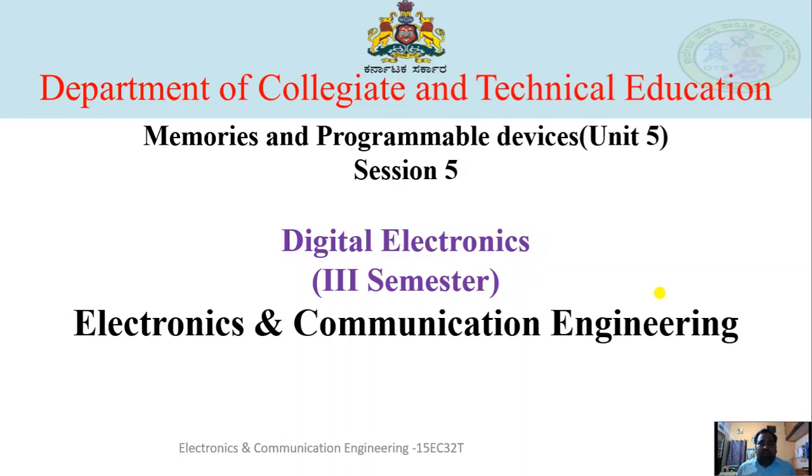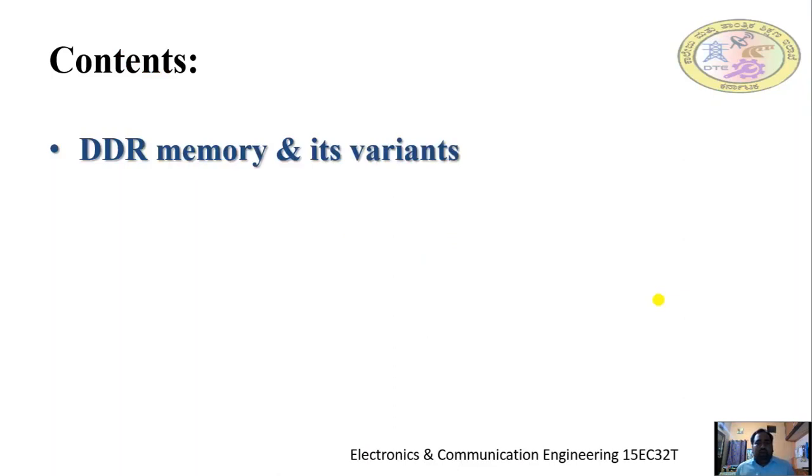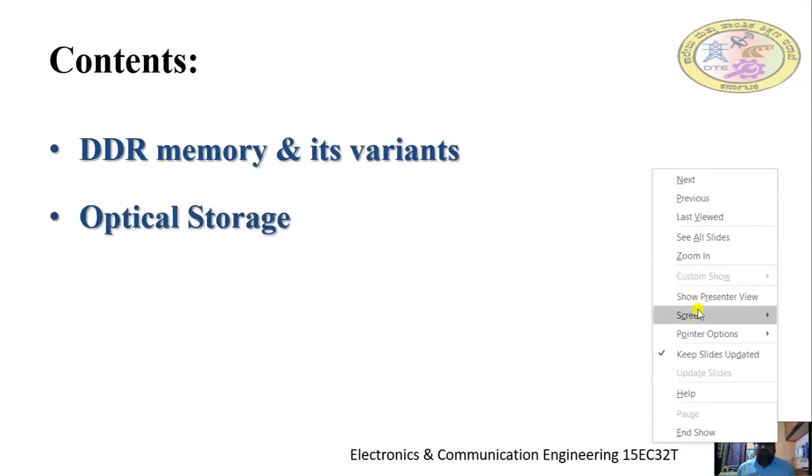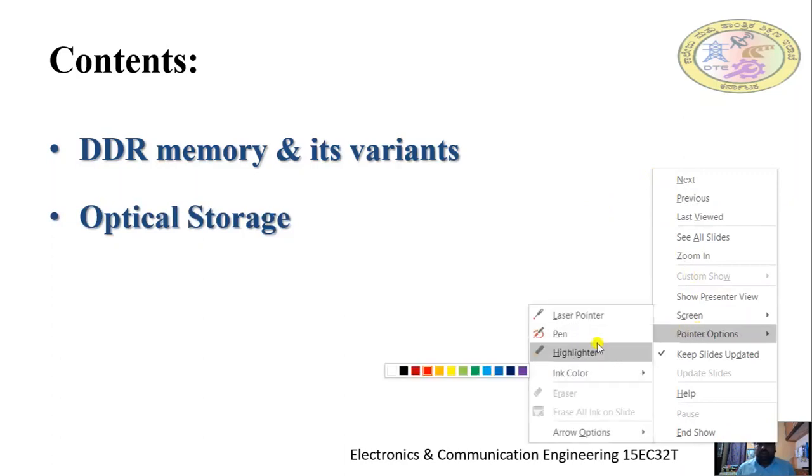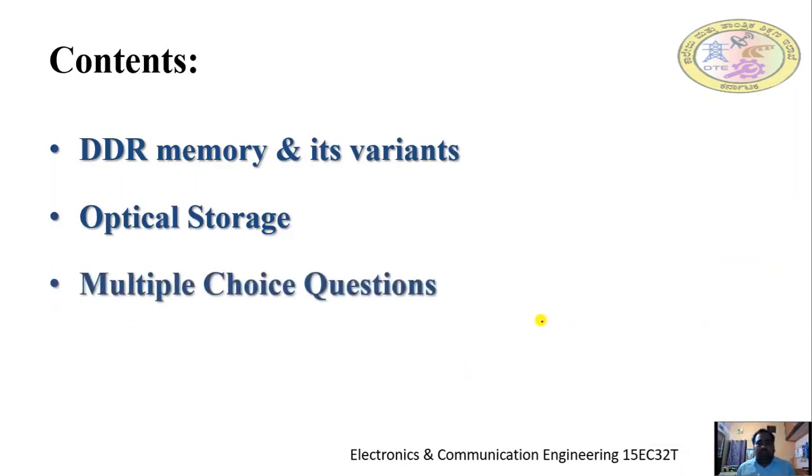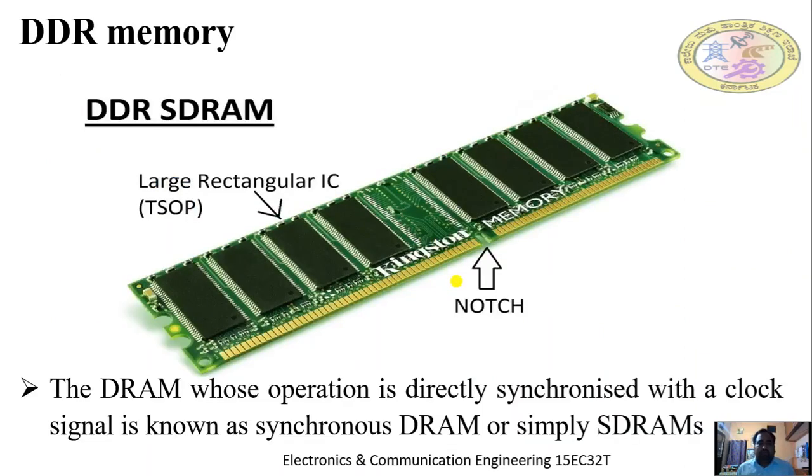In the previous session, that is session 4, we introduced the concept of RAM, and we also discussed the different types of RAMs or variations of the RAMs, that are SRAM and DRAM. We also discussed their construction as well as their working principle. Today in this session we would be discussing the DDR memory and its variants, the optical storage, and later on we will discuss some multiple choice questions.